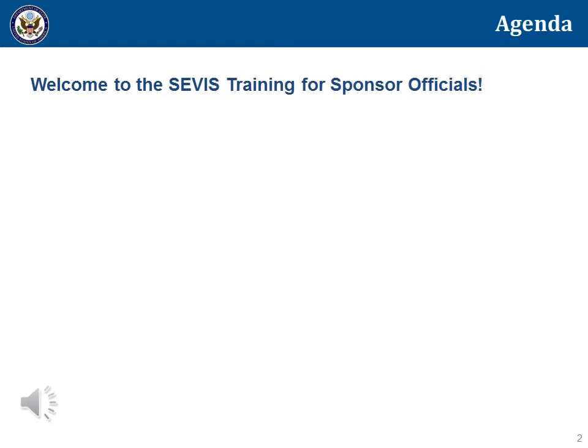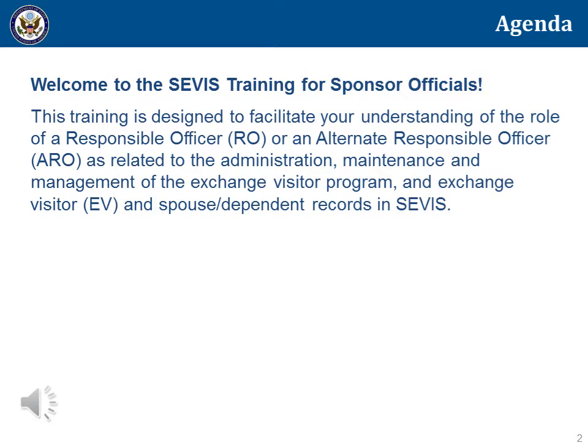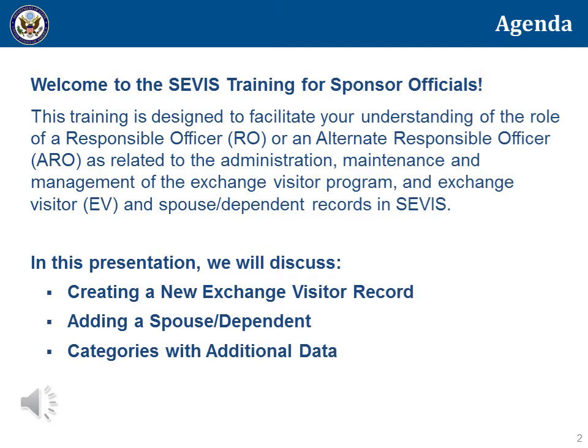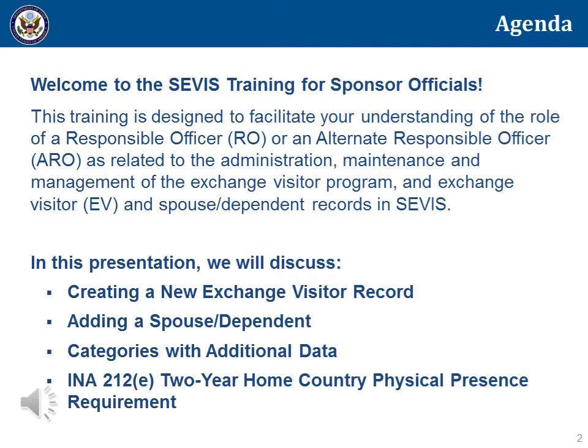This training is designed to facilitate your understanding of SEVIS in regards to the administration, maintenance, and management of the J1 program information at your organization and your exchange visitor and spouse dependent records. In this presentation, we will discuss creating a new exchange visitor record, adding a spouse or dependent, categories that have additional required information, and the 212E 2-year home country physical presence requirement.